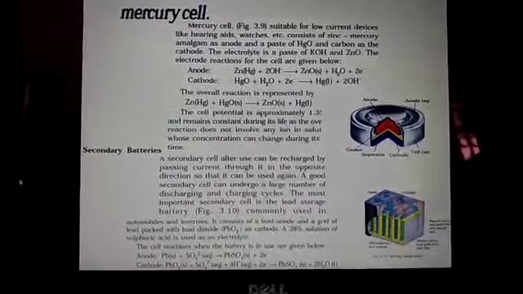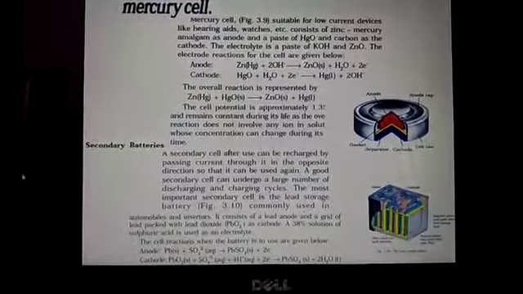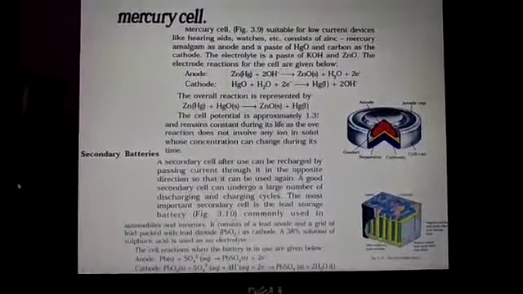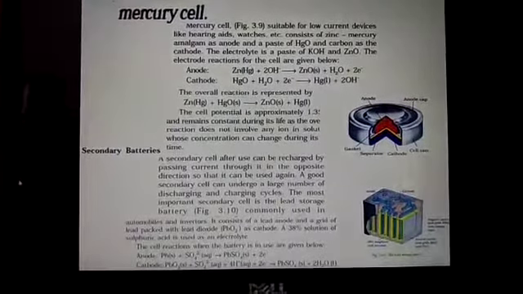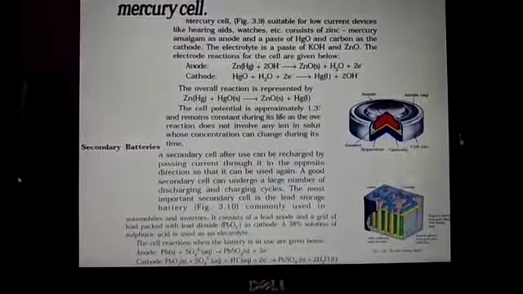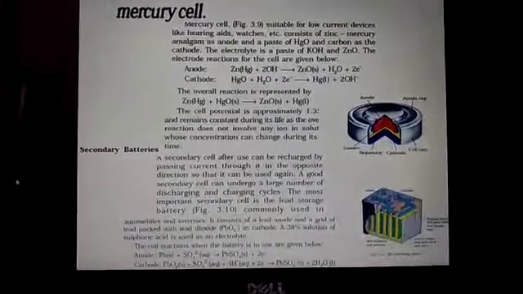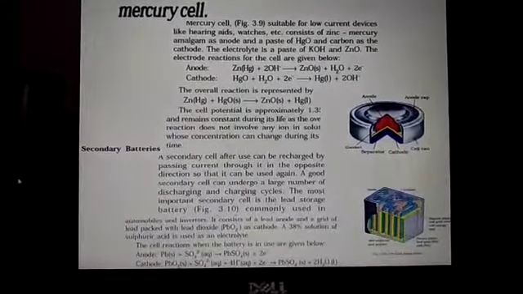The reactions are: zinc reacts with 2 OH- ions to form ZnO plus H2O plus 2 electrons. This reaction takes place at the anode. At the cathode, HgO, mercury oxide, reacts with water, accepting 2 electrons, and changes into Hg plus 2 OH- ions. Now the overall reaction is Zn plus HgO changing into ZnO plus Hg.